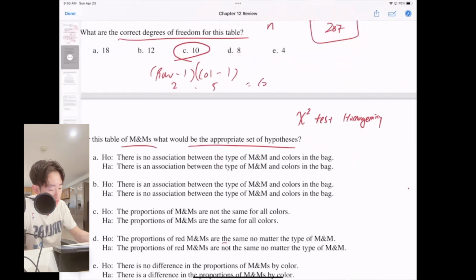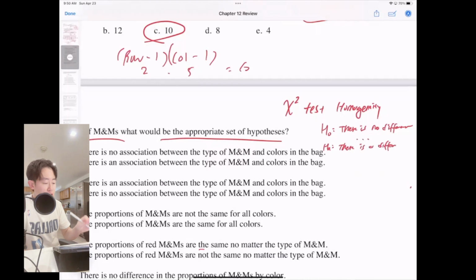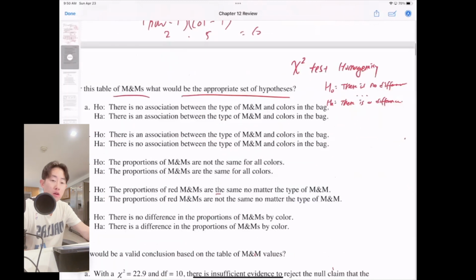So the null would be that there is no difference, in the context. And then the alternative is that, yes, there is a difference. So understanding that, that's the word that we're looking for when we're doing a chi-square test for homogeneity. For associations of any of these kinds, that's all for independence.